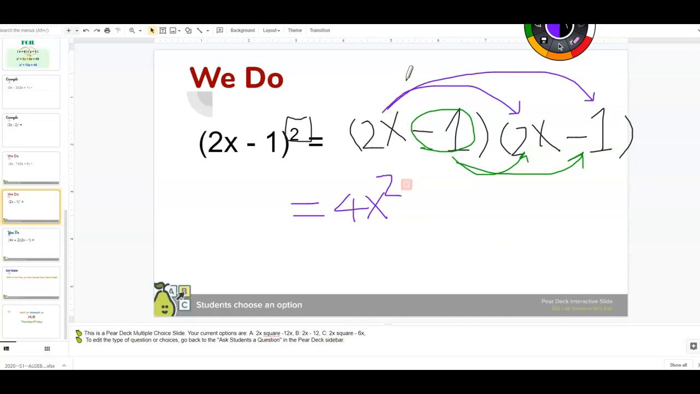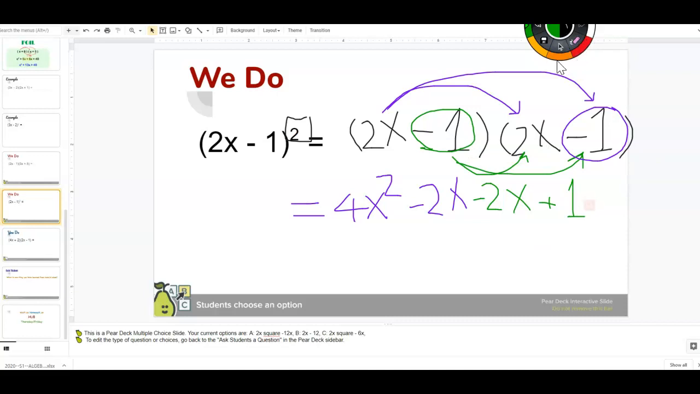Next arrow, 2x times -1. Number part, 2 times -1 is -2. X part, you only have x, nothing there, so it's only 1x. On the bottom, -1 times 2x, number part, -1 times 2, -2. X part, you only have x here, nothing there, so it's just x. Last arrow, -1 times -1, negative times negative is positive, okay? So -1 times -1 is +1.